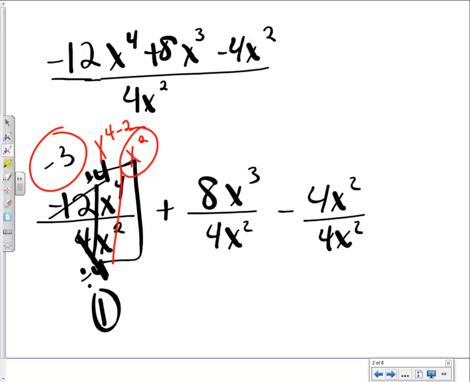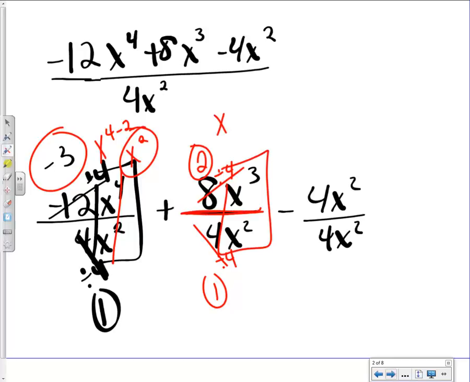Okay, move on to the second piece. I can divide the top and bottom both by 4 on both of these. Remember, to simplify, you have to divide both the top and bottom by the same number. I ended up with 2 on top and 1 on bottom. This piece right here, the bases match. It's a division problem, so I'm going to subtract the numerator minus the denominator exponents. 3 minus 2 gives me x to the first, which is just x, and this piece is gone. So I ended up with 2x over 1 for this piece.